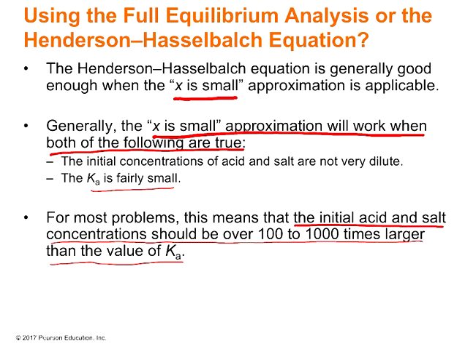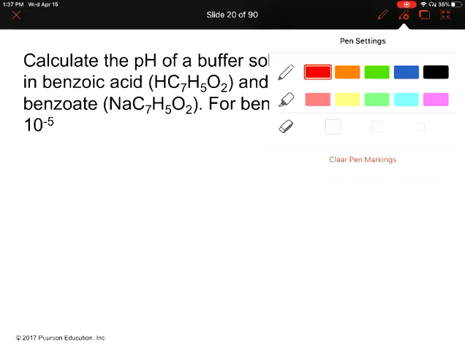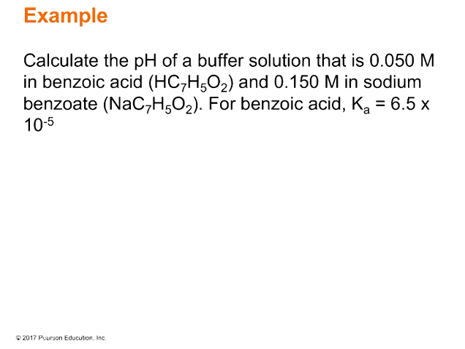Okay, so let's go through an example so we can actually see how this Henderson-Hasselbalch equation works. Okay, so let's calculate the pH of a buffer solution that is 0.05 moles per liter in benzoic acid. And the formula for benzoic acid is HC7H5O2. And then we also have 0.15 moles per liter of sodium benzoate, which is NaC7H5O2. So you'll notice this common ion here. And then for benzoic acid, the Ka value is 6.5 times 10 to the negative fifth.